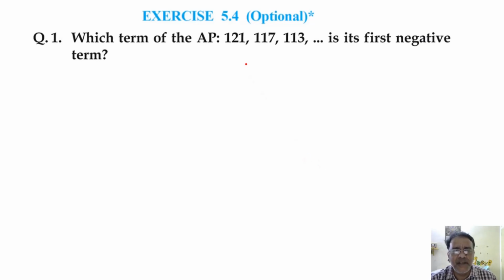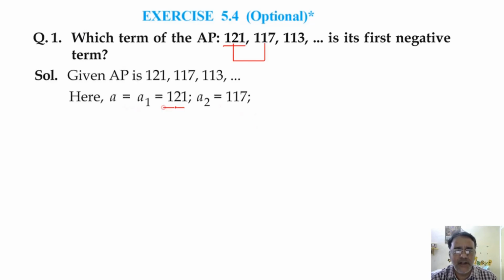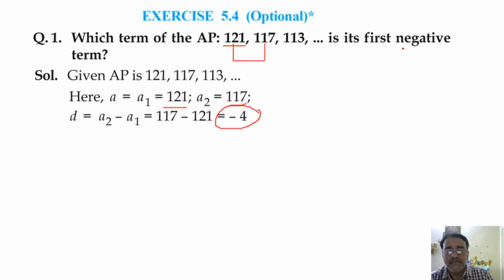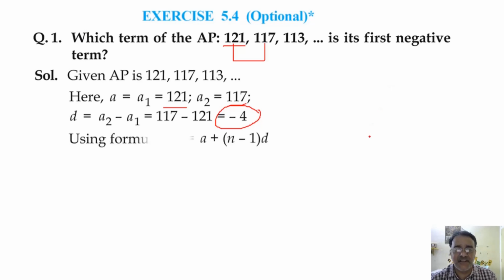Which term of the AP 121, 117, 113 is its first negative term? So what is the value of a here? 121. What is the value of d? -4. Right, -4, because it is a decreasing order, therefore d will be negative. So a is 121 and as the second term is 117, a2 minus a1 is equal to -4. So for the first negative term, a negative number is less than 0. So we'll take it as let an be less than 0.